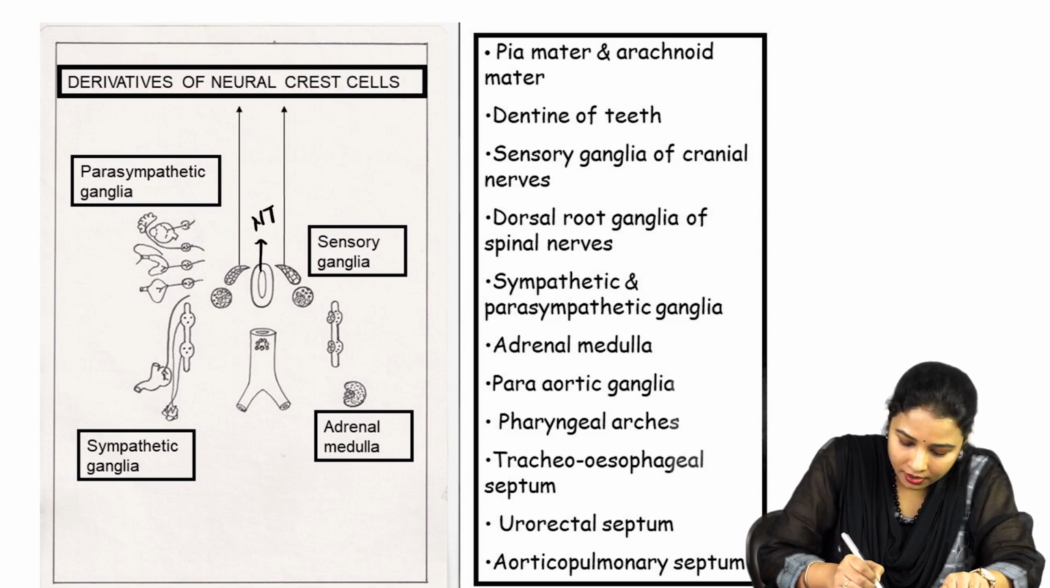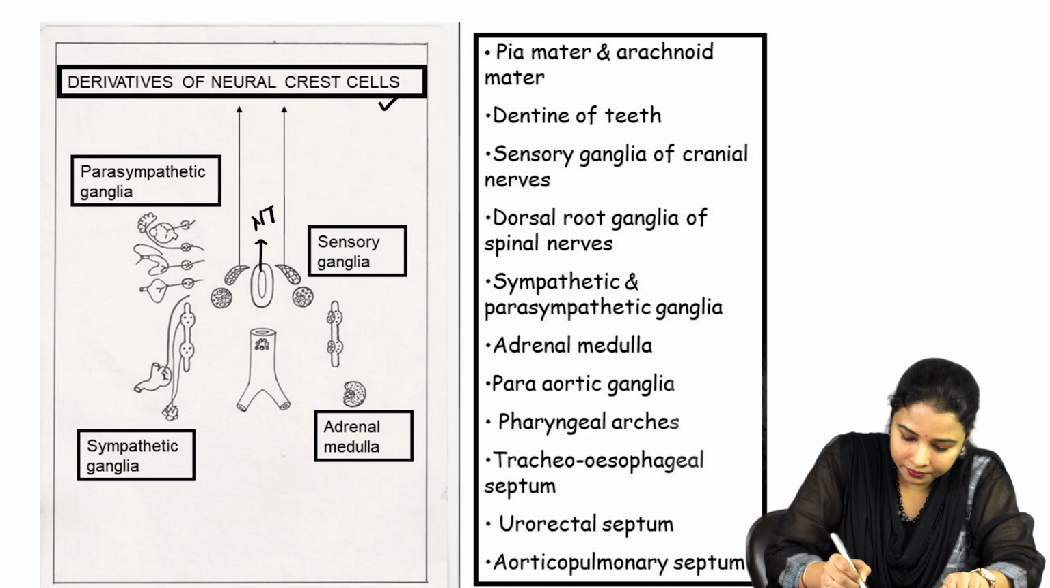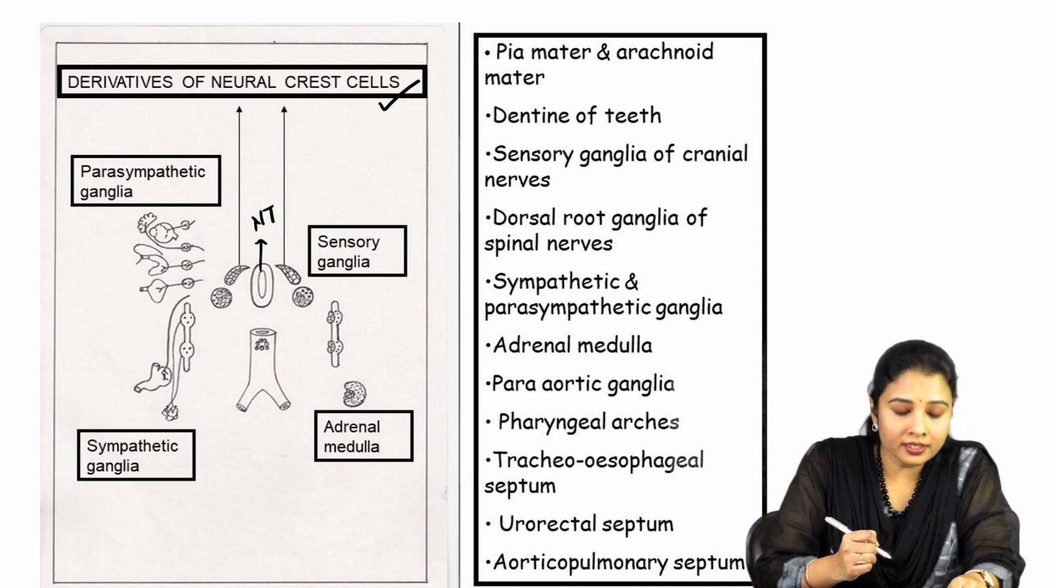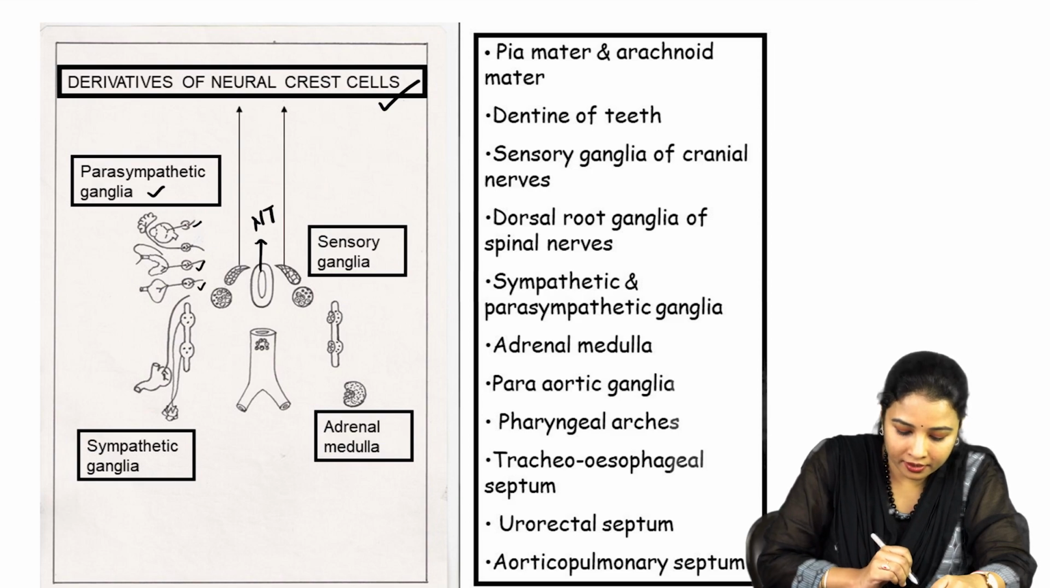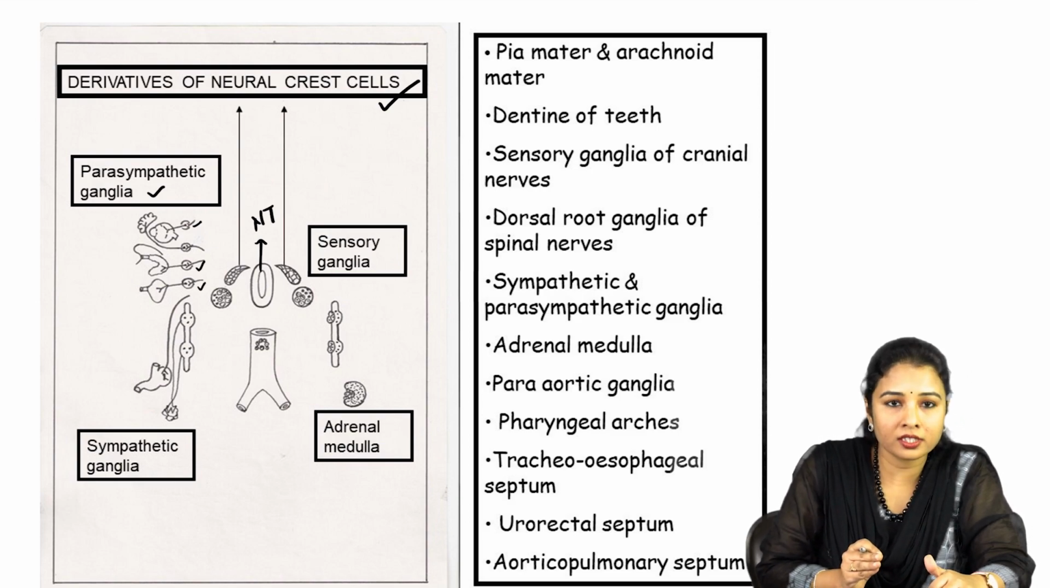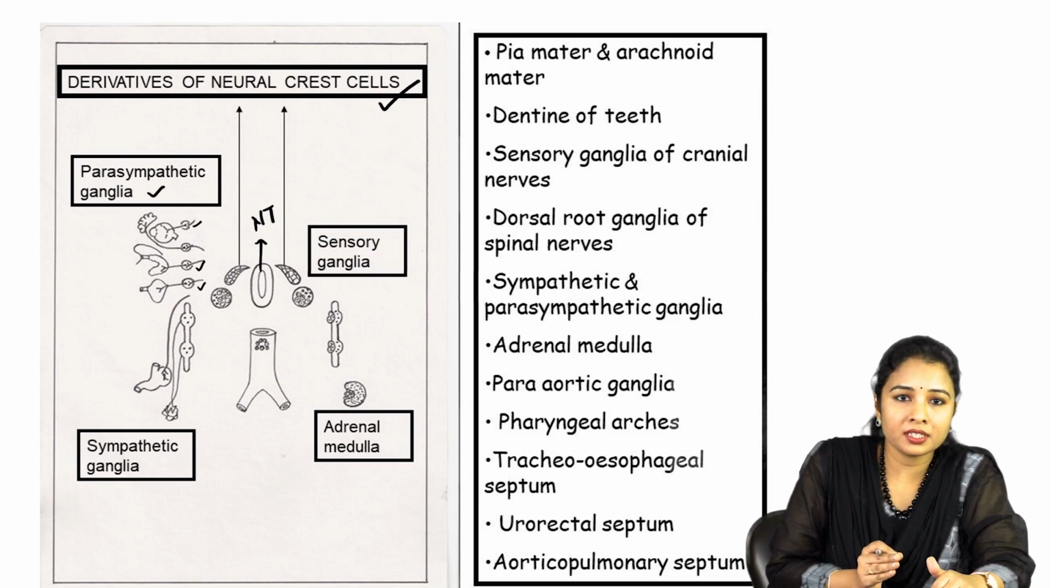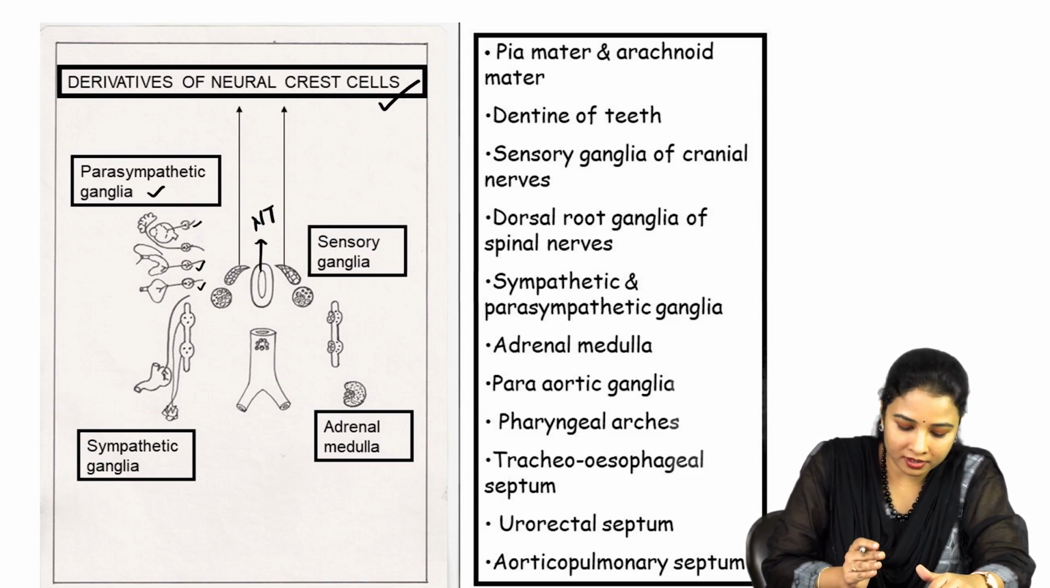And these are the neural crest cells. And here in this image, we can see the development of parasympathetic ganglia, which is like ciliary ganglion to the eyeball, submandibular ganglion to submandibular gland, otic ganglion to parotid gland, and there are other ganglions like pterygopalatine ganglion. So all parasympathetic ganglion are derived from the neural crest cells.